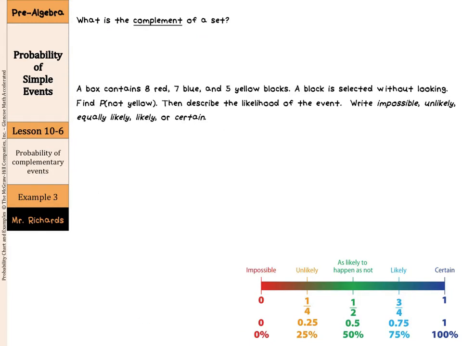For our next example today, we're going to look at the complement of a set. What is the complement of a set? Well, the set of all objects that do not belong to the given set.